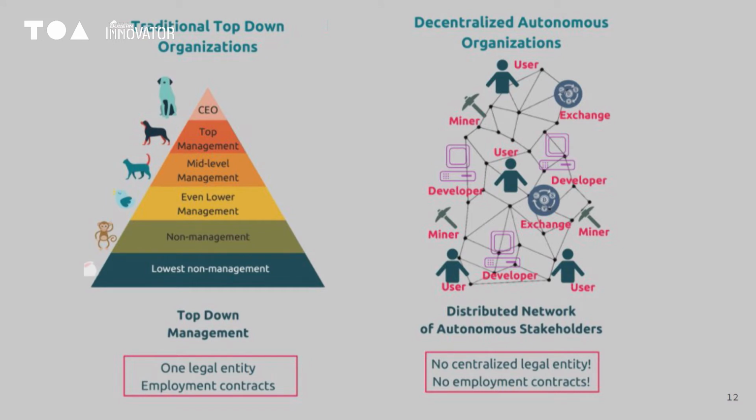If you look at how organizations work nowadays, whether they're for-profit or non-profit, whether they're governmental or private, organizations most of the time are organized top-down. There is one legal entity, for-profit, non-profit, whatever, and within that legal entity, you have contracts regulating the terms and conditions of how your employees work for you, what they have to deliver, and how much money they get. Bitcoin works quite differently, and every blockchain that came after Bitcoin.